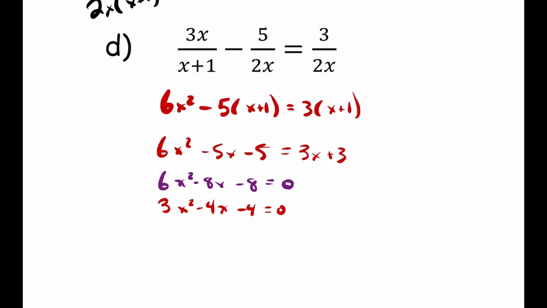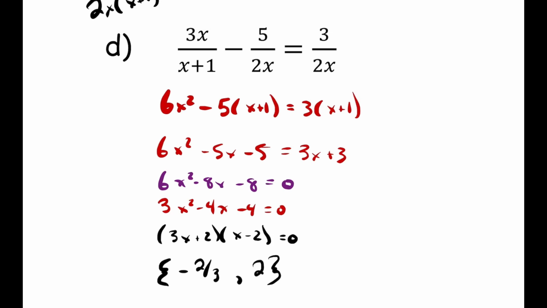Factor this here. When we factor this, we get 3x plus 2, x minus 2, equals 0. Product property: set each of these terms equal to 0 and solve. We end up with negative 2/3 and 2 as our two solutions. Now, double check. Is that an issue for any of our denominators? No, it's not. So there are no extraneous solutions, and we are set to go.